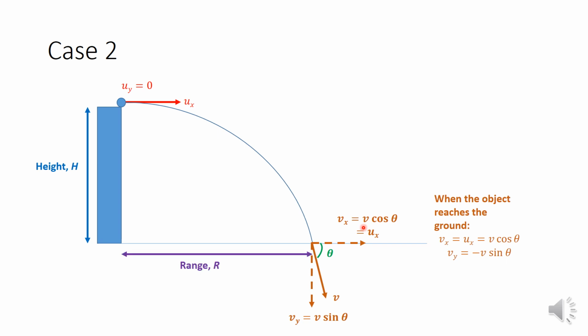It is your range here, where initially your ball is here, and finally your ball is here. So what is the displacement along the x-axis? It equals your range R. So Sx equals R, also equals uxt.